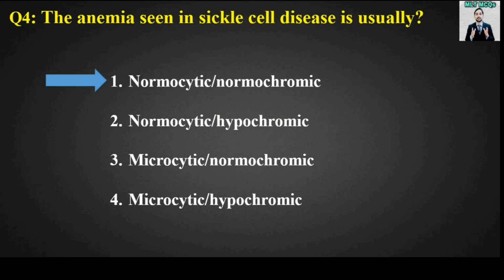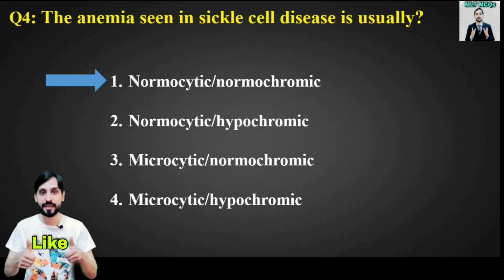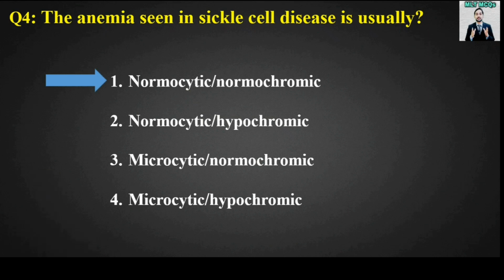Sickle cell disease is a chronic hemolytic anemia classified as normocytic normochromic anemia. So the right option for this MCQ is normocytic normochromic.